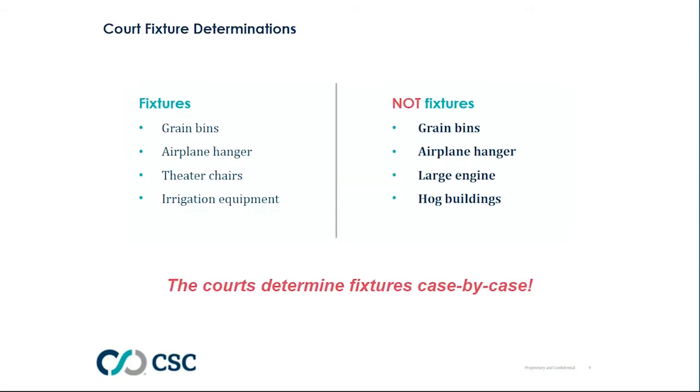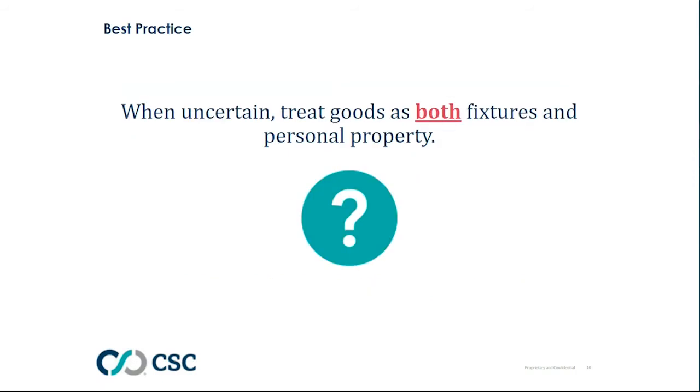So what can be considered a fixture? As you can see on this slide, it's not very clear and apparent what is and is not a fixture. Ultimately, only the courts can determine a fixture on a case-by-case basis. Therefore, when uncertain, the best practice is to treat goods as both fixtures and personal property. This entails two separate types of filings: filings on the fixture versus fixture filings.